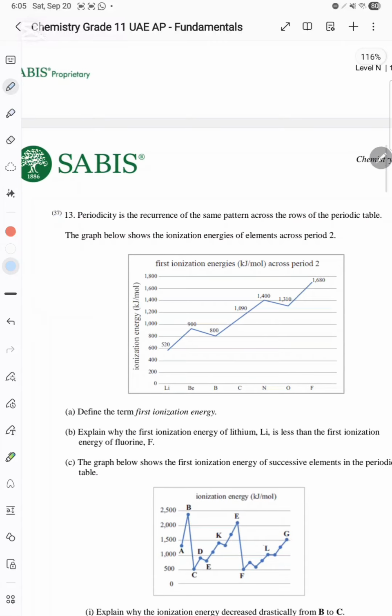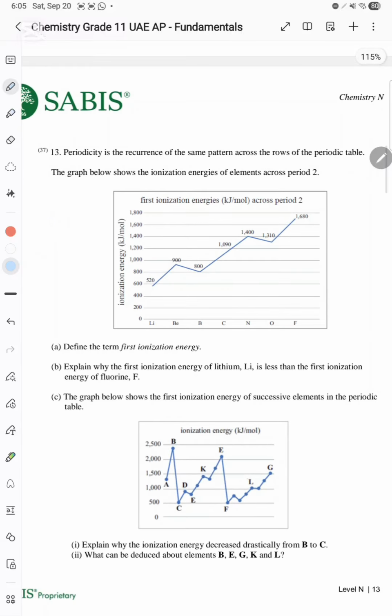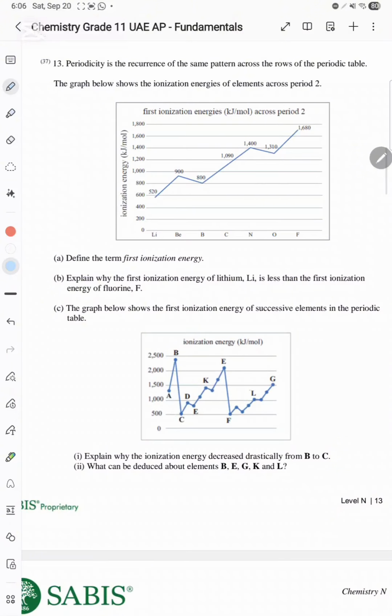Now, periodicity is the recurrence of the same pattern across the rows of the periodic table. This graph shows the ionization energies across period 2. Define the first ionization energy. The first ionization energy is the energy required to remove the most loosely bound electron from each atom in 1 mole of gaseous atoms to form 1 mole of gaseous single positively charged ions. That's the first ionization energy.